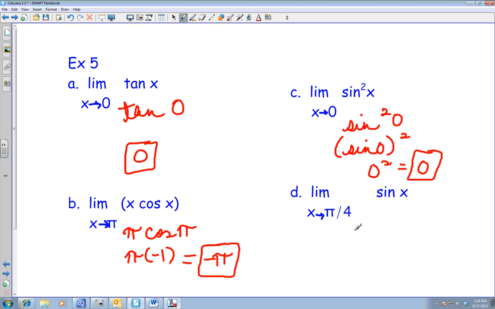Okay, last one. Find the limit as x approaches pi over 4 of sine x. So direct substitution, sine of pi over 4. The sine of pi over 4 is 45 degrees. Square root of 2 over 2. And I want the exact answer, not a decimal answer, so don't plug it into your calculator and give me a decimal. This is more precise, so I want the exact answer.